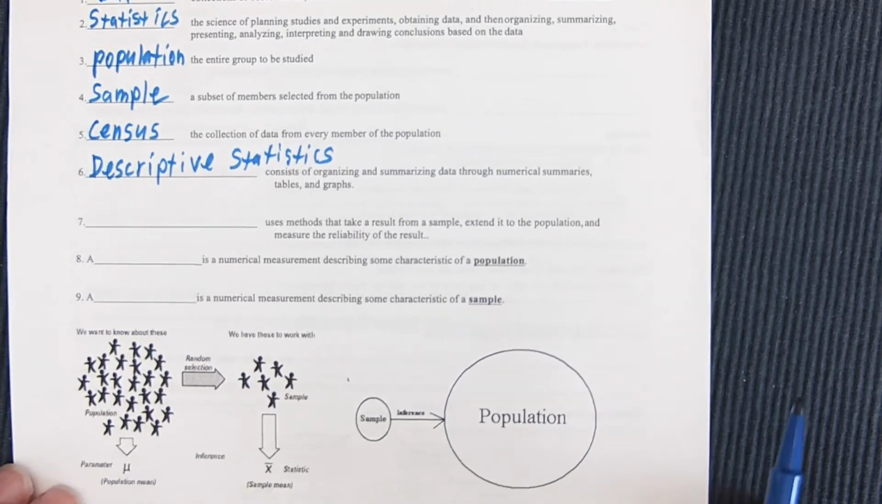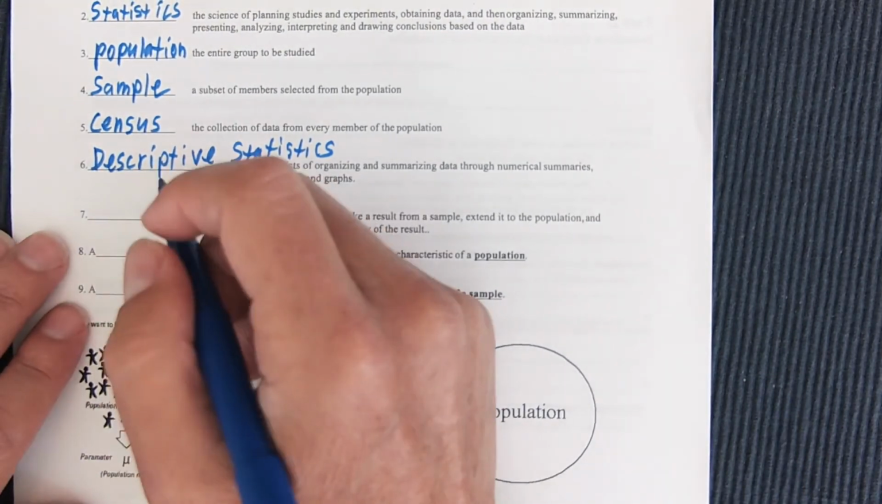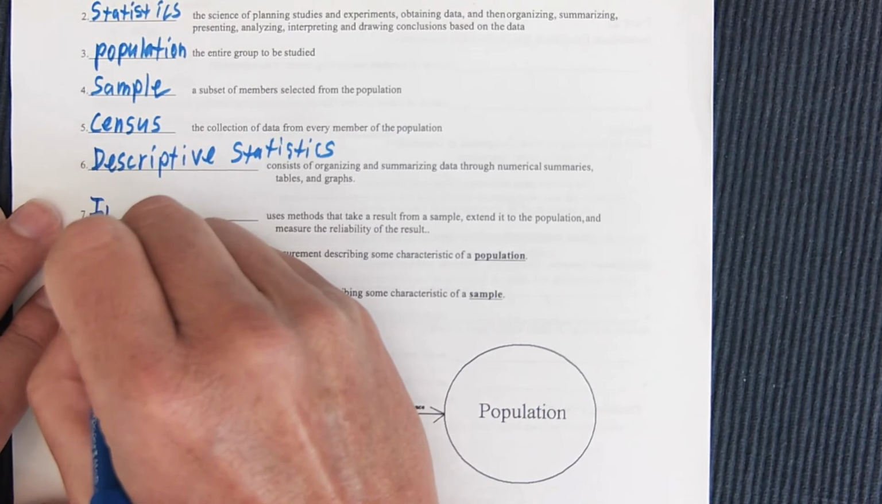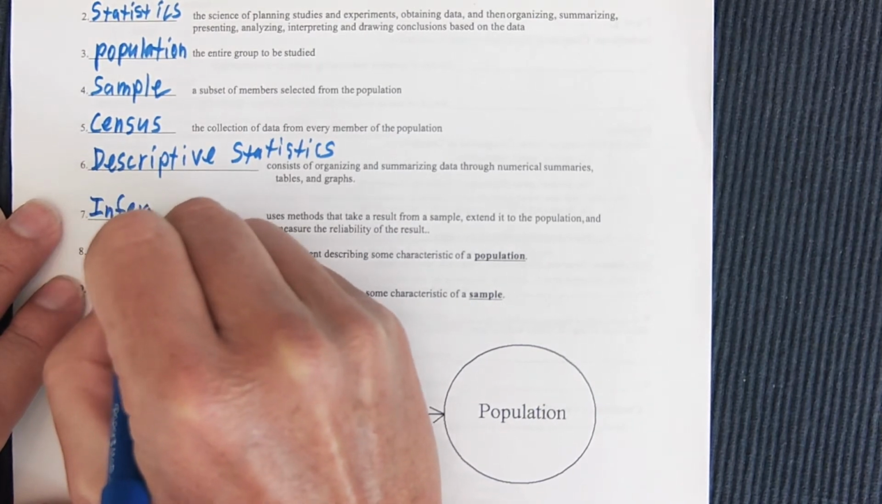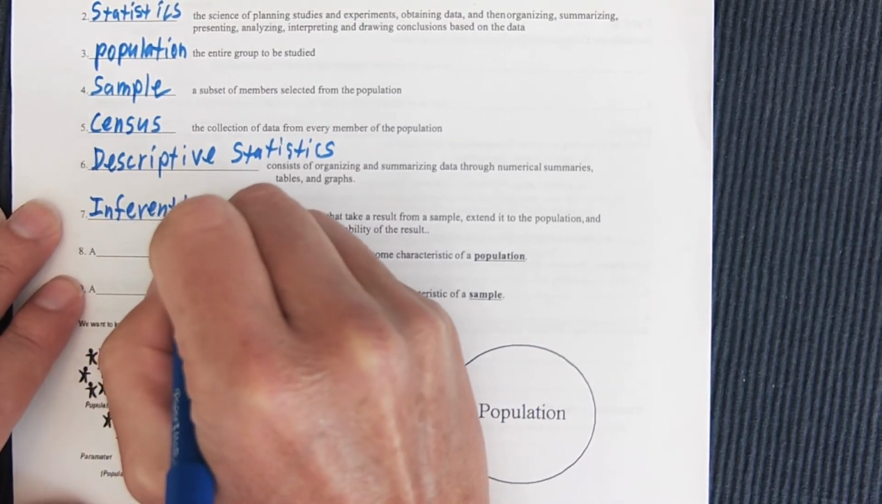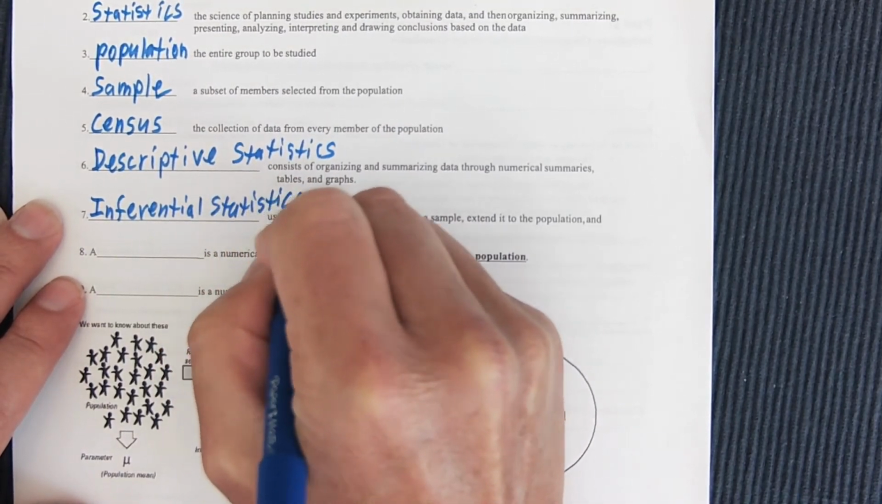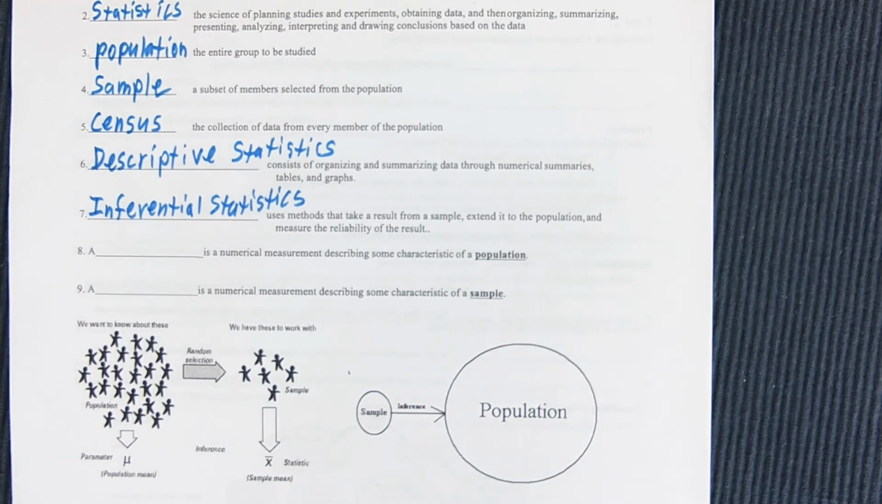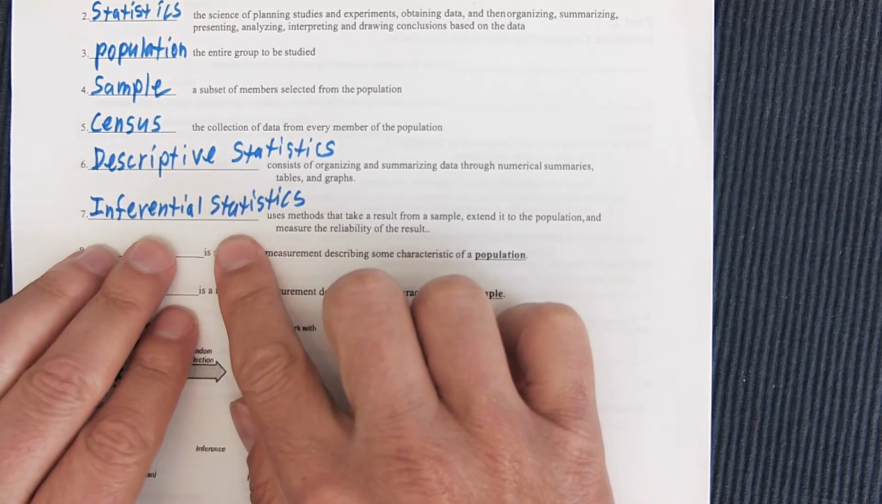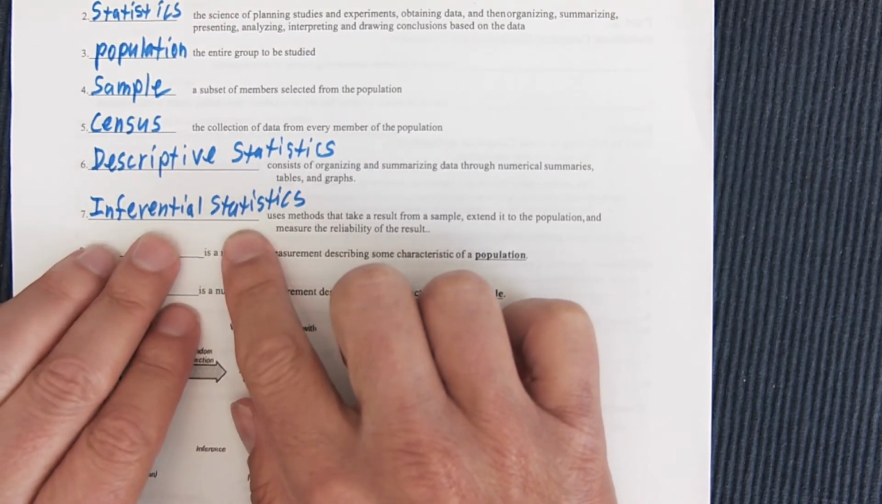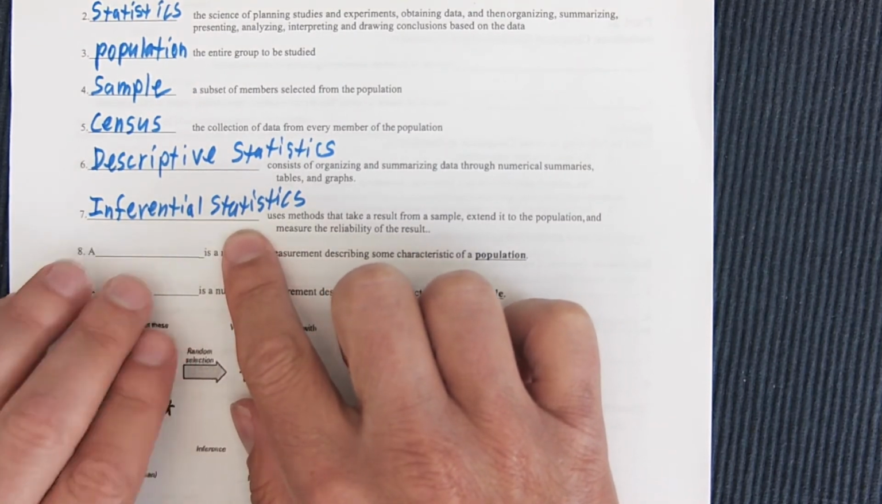The more interesting statistics is what's called inferential. Inferential statistics uses methods that take a result from a sample and extend it to the population and measure the reliability of the result. For example, what we're going to be doing starting chapter 8 and on is inferential statistics. That's sort of the goal of the class, is to get us there.